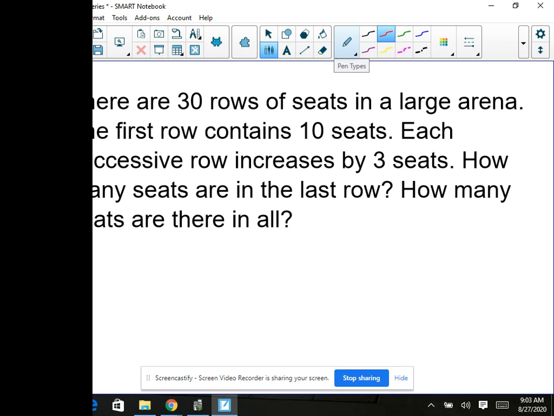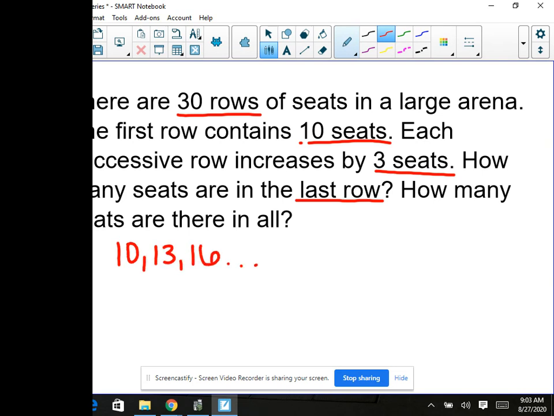So if I want to know how many are in the last row, I know there are 30 rows total, 10 seats in the first one, and then we add 3 after that. So if I start off my sequence and so on, to know the last row, I got to use the formula from the other day, which is a sub 30.